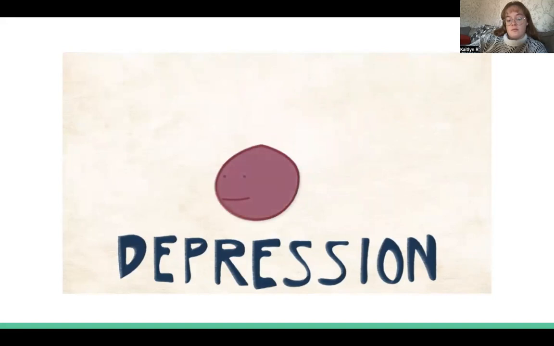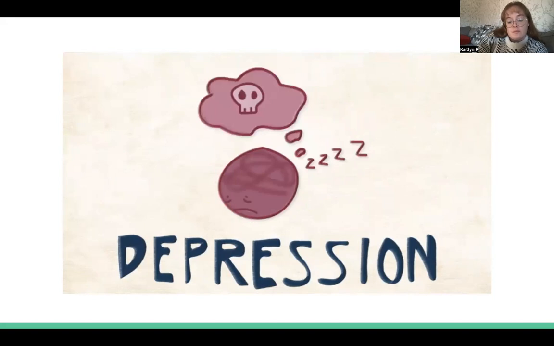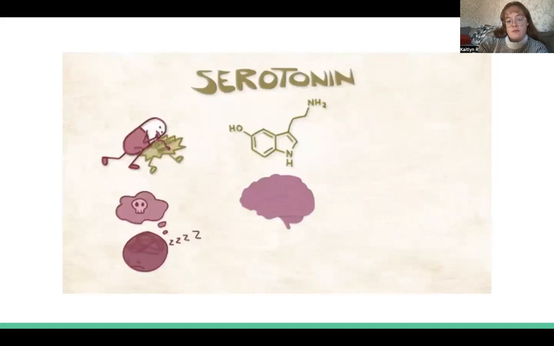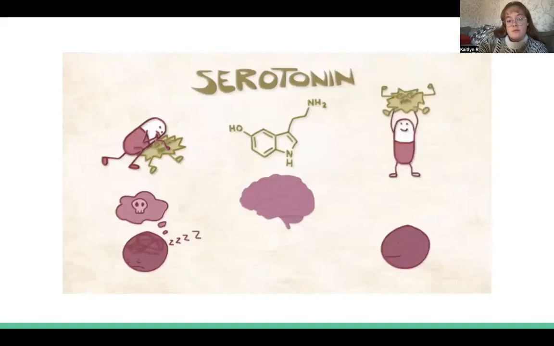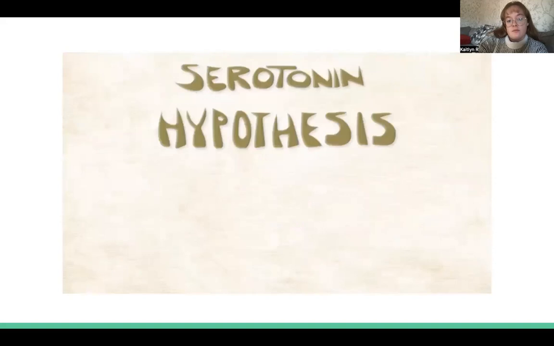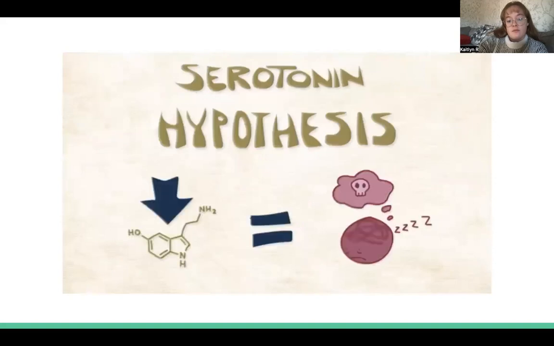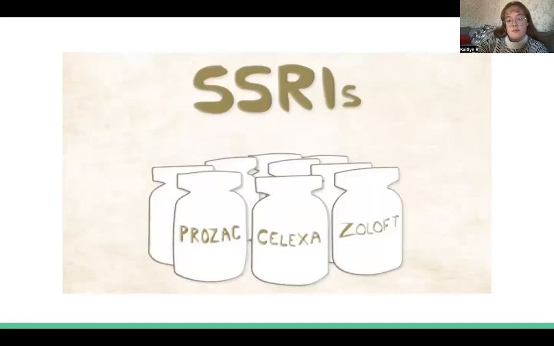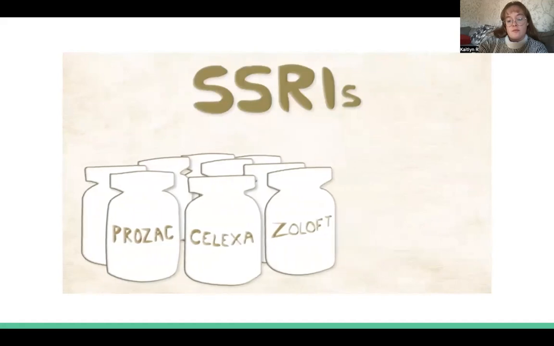For example, we know depression is marked by symptoms such as low mood, fatigue, mental fog, and suicidal thoughts. In the 1960s, scientists noticed that some drugs which changed serotonin levels in the brain had mood-related side effects. Those that lowered serotonin tended to cause depressive symptoms, while those that raised it tended to alleviate them. This led to the serotonin hypothesis, the idea that depression was related to a decrease in serotonin. SSRIs, or selective serotonin reuptake inhibitors, were developed to treat depression by increasing serotonin activity.